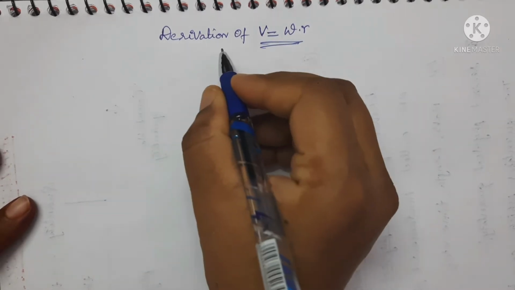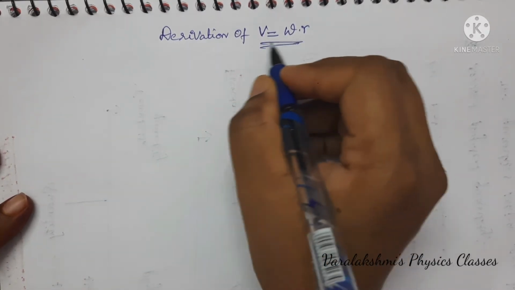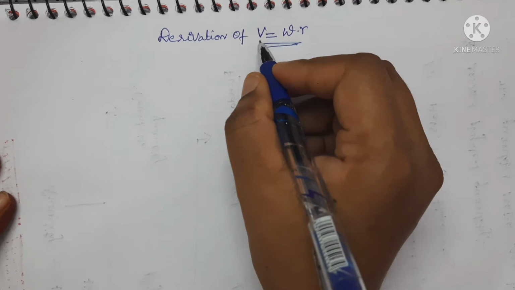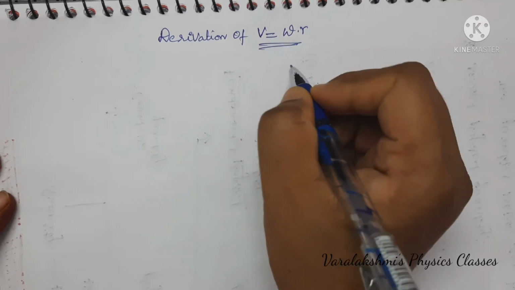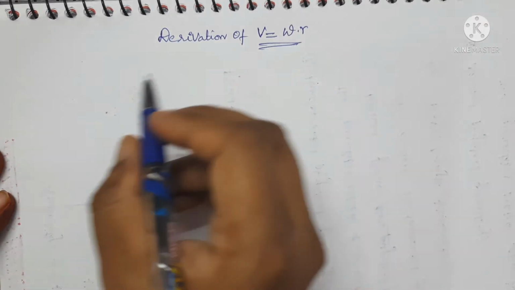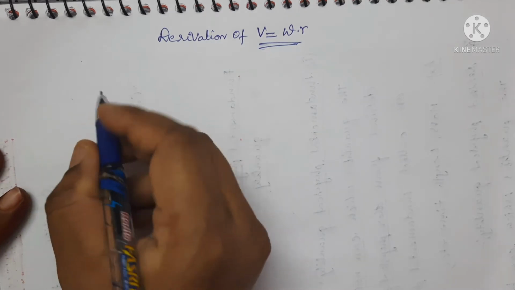In this video, we are going to discuss the derivation of v equal to omega r, that is the relation between linear velocity and angular velocity. Let us talk about when a particle will have an angular velocity.